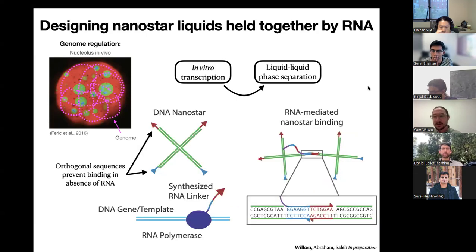And so we changed the design a little bit so that the polarity of the DNA hybridization is obeyed, where the synthesized RNA linker is now what binds the DNA nanostars. And so what we essentially do is we design these sequences at the end to be orthogonal such that there is no phase separation in the absence of RNA. And then as we synthesize these single-stranded linkers, they can bind the nanostars.